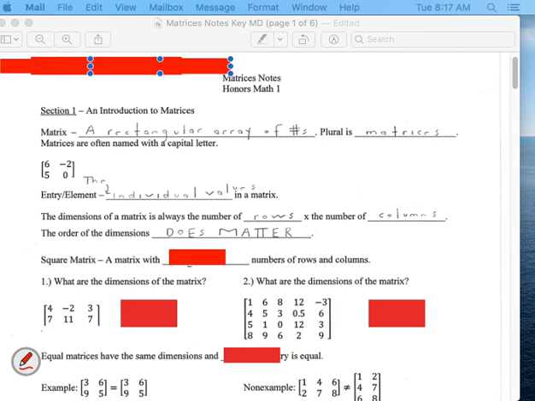Will the matrices be on our final too? No, I'm not going to put them on the final. I feel like every time we do a math test, we end up learning this stuff right after.